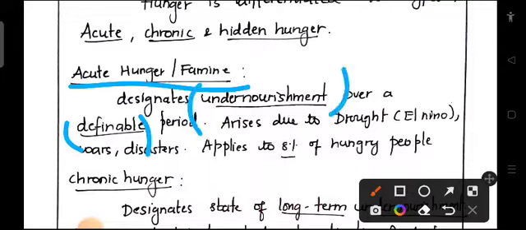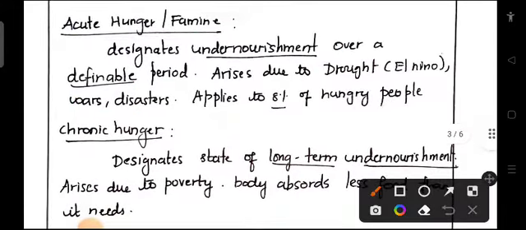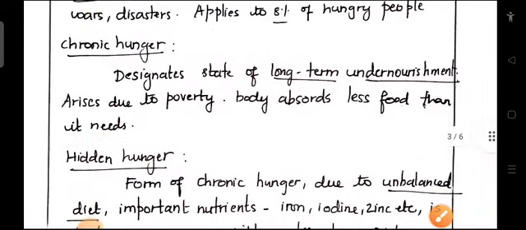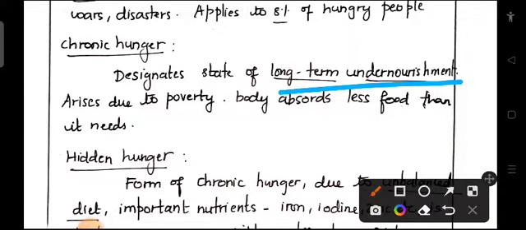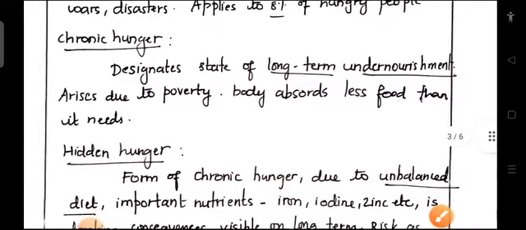How does it arise? It arises due to drought, El Nino, wars, disaster, etc. And it applies to almost 8% of hungry people in the world. Now, chronic hunger, what is this? It designates a state of long-term undernourishment, arising due to poverty. This happens due to poverty, whereas acute hunger happens due to war, disaster, etc. And this is a long-term one.